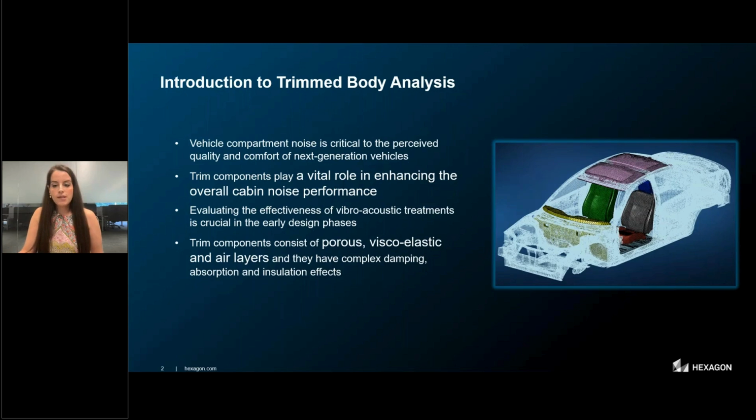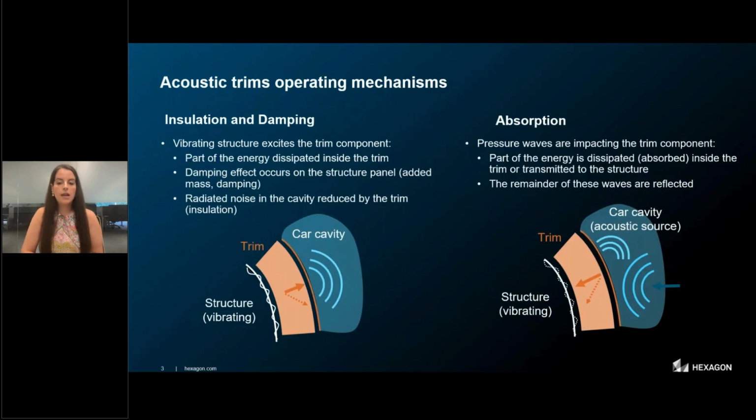Now, trim components are not just simple layers, as many people think, but they are rather sophisticated structures which are made up of porous materials, viscoelastic elements, and air layers sometimes. So these components work together to provide complex damping, absorption, and insulation effects, all of which contribute to the reduction of the noise within the interior cabin. And let's see that on this slide over here. So just to give you a quick idea of what the operating mechanisms are for the acoustic trims, you can see over here on this slide, we will look at the mechanisms of insulation, damping, and absorption.